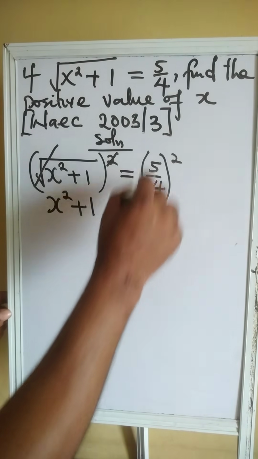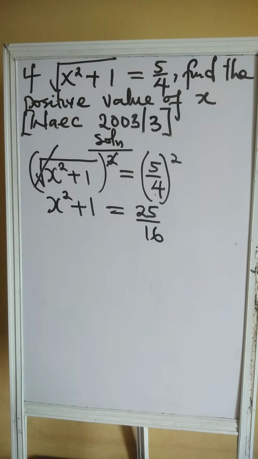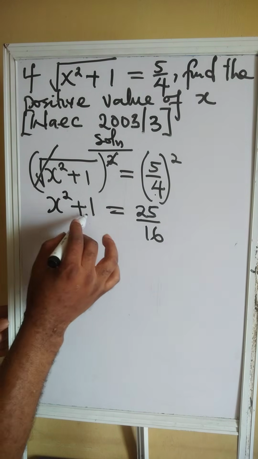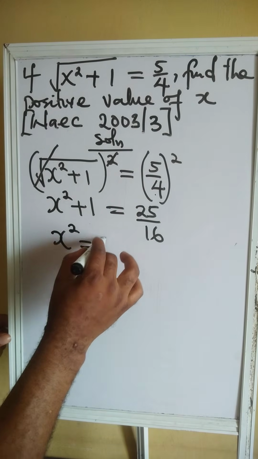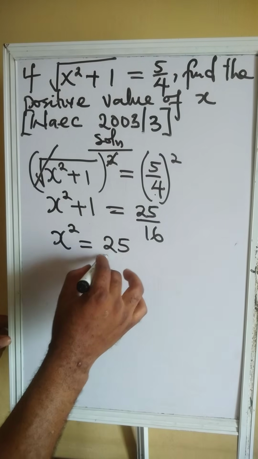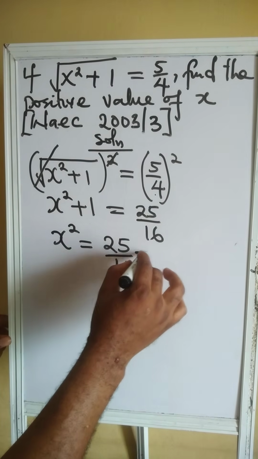Then equal to 5 squared, which will give you 25, all over 4 squared, which will give you 16. What is the next target? Make x squared the subject of the formula. Then this plus 1 will move to the right, remaining x squared equal to 25 all over 16, then minus 1.